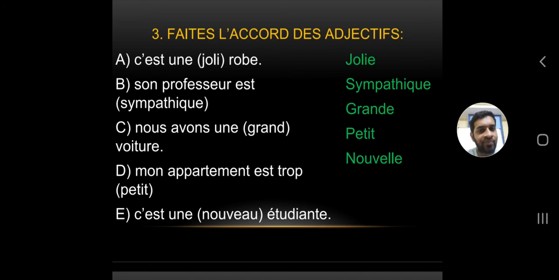So the last one, c'est un nouveau étudiant. Nouveau is masculine singular, and for feminine, une étudiante is feminine, so we remove au and we add lle. C'est une nouvelle étudiante. It is a new student. Oui, voilà.